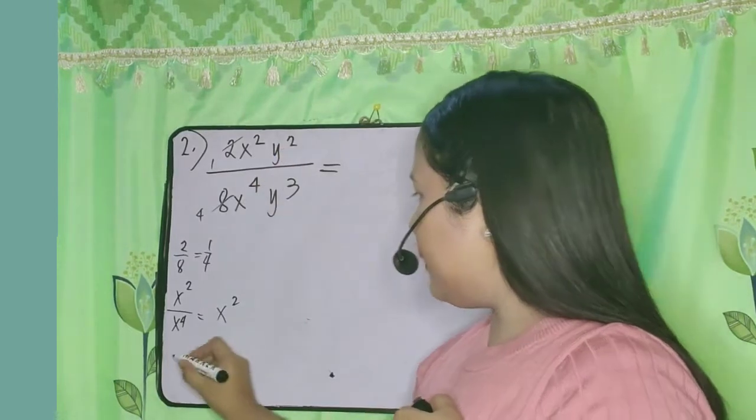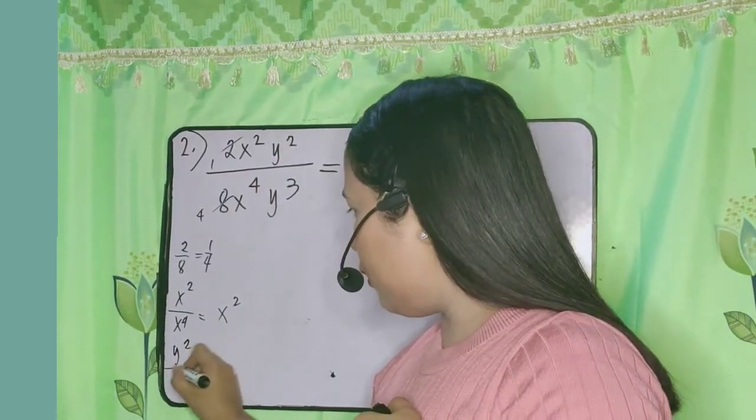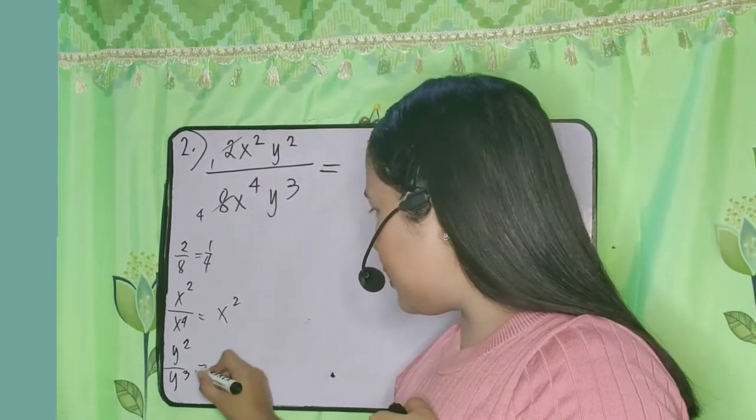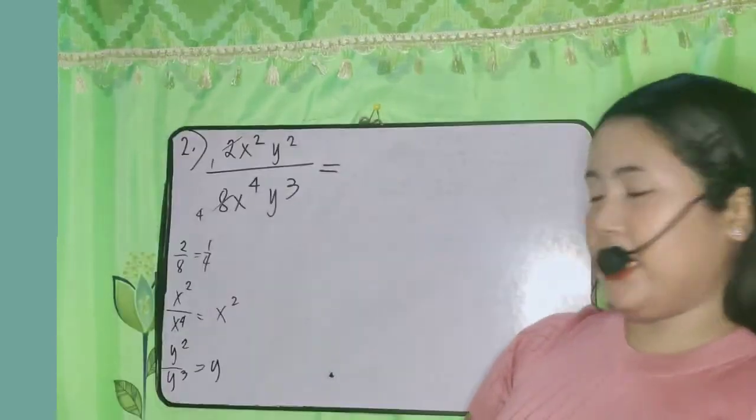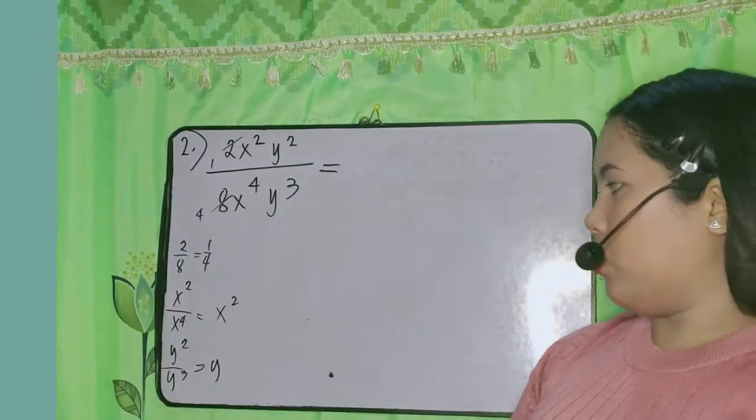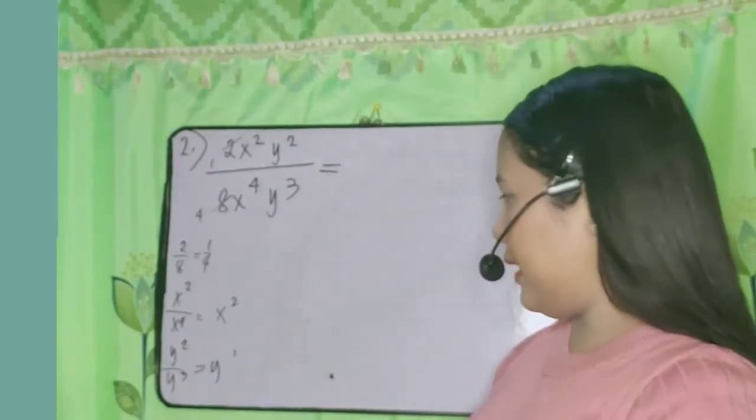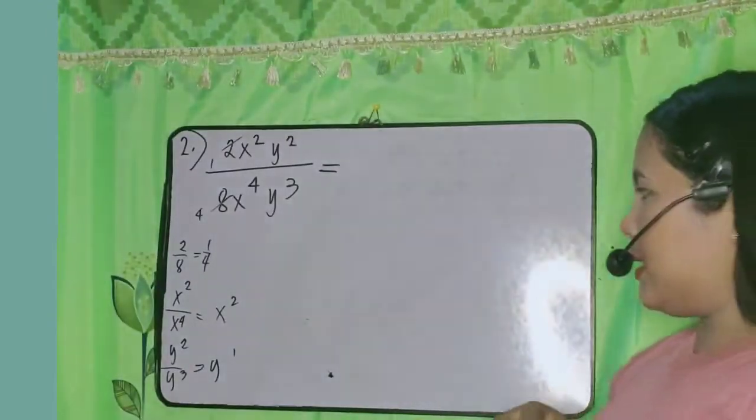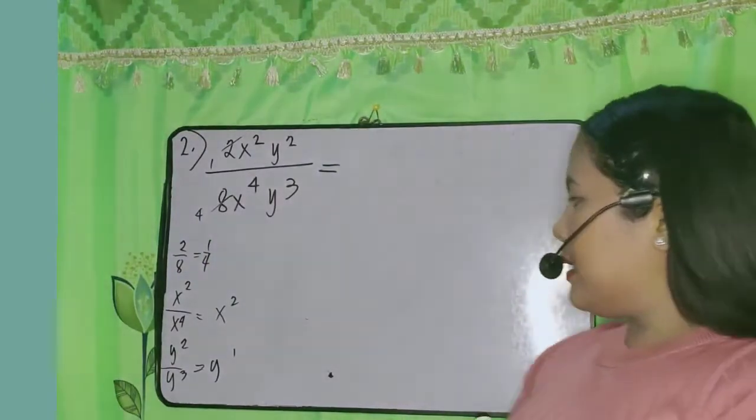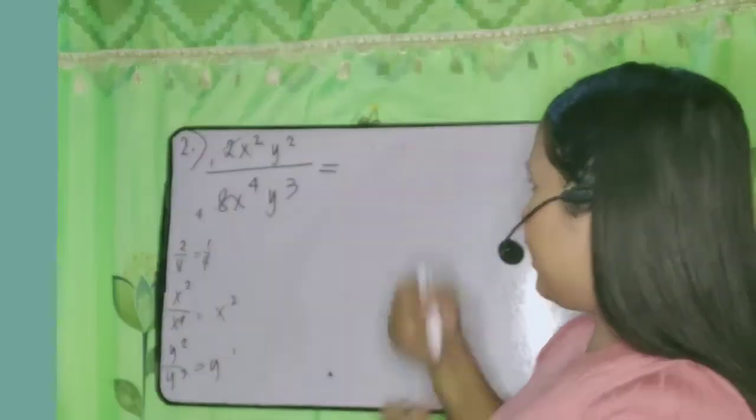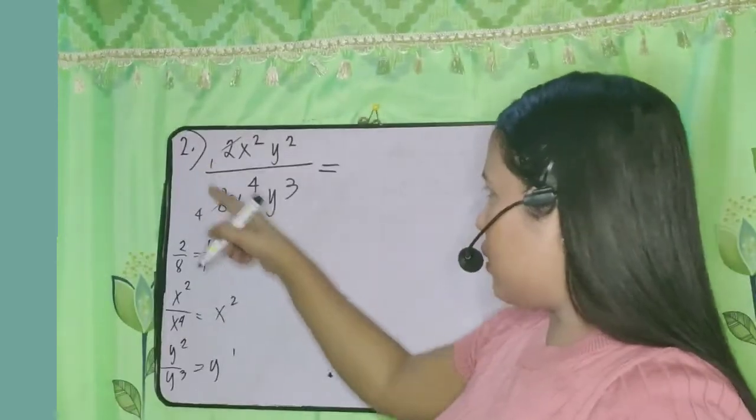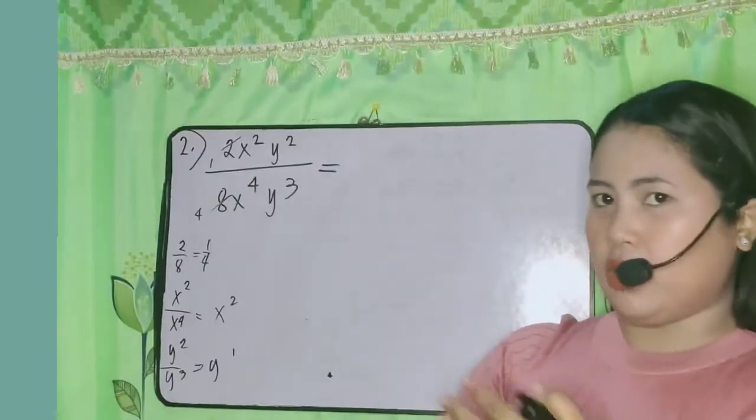Then for y, y squared over y cubed. Since we still copy the y, we subtract 3 minus 2, which is 1. Okay, so next, since we have simplified it, we copy it here. Here the exponent is 1, so we no longer copy it. No need to copy the 1.